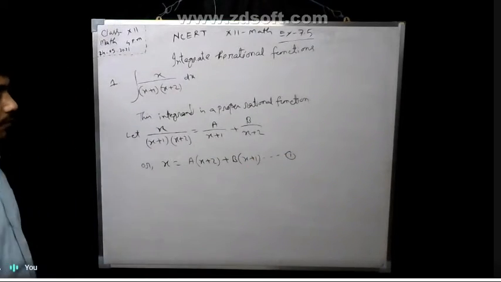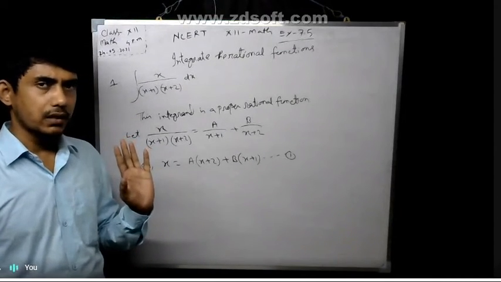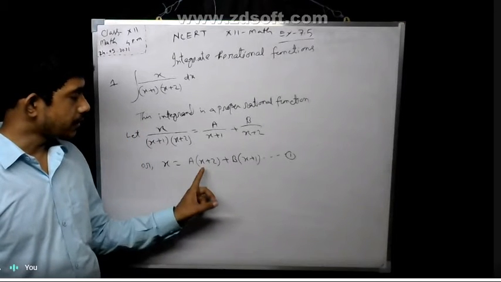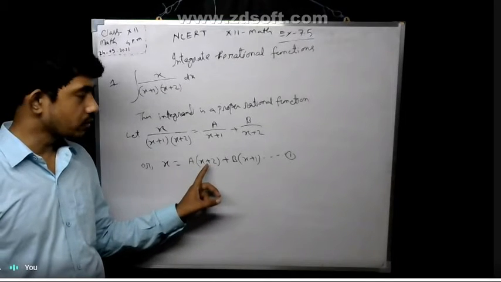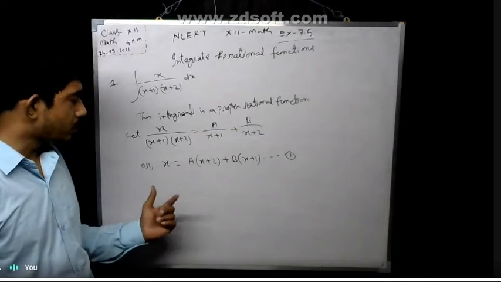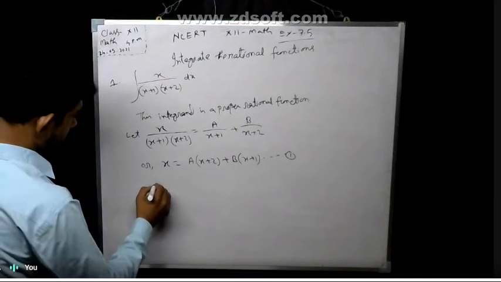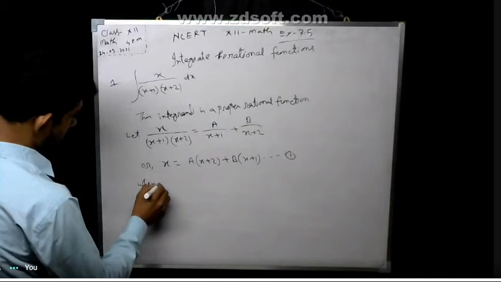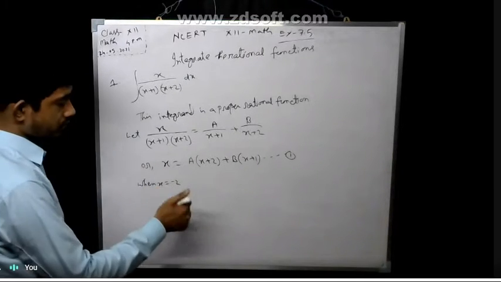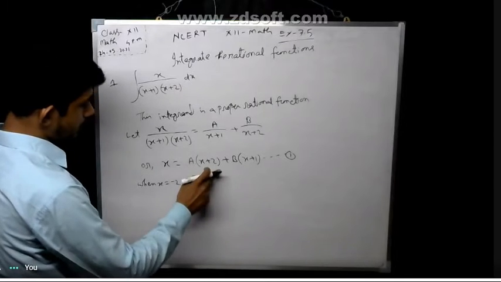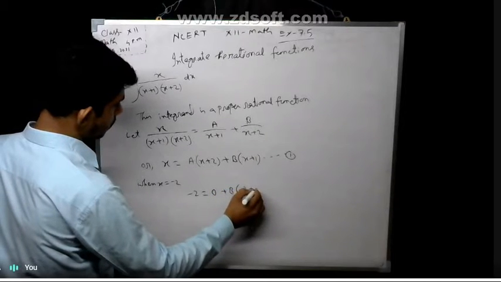Then we have to put the value of x. If we make x plus 2 equal to 0, then x equals minus 2. So we have to put x equal to minus 2 and x equal to minus 1. Put x equal to minus 2. Then minus 2 equals a times 0 plus b into minus 2 plus 1.